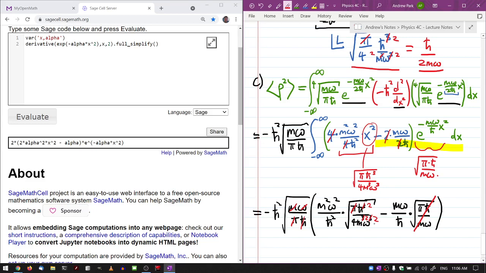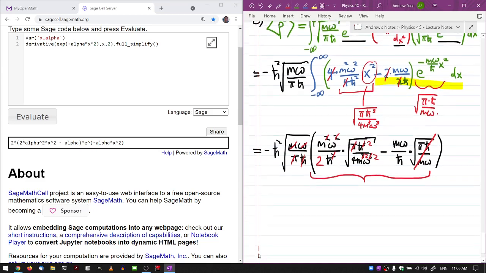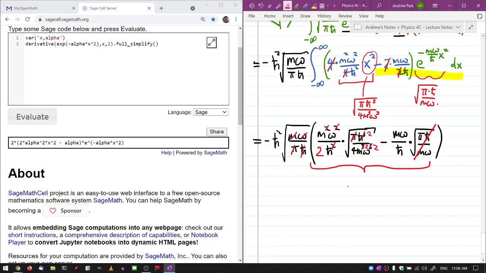So one factor of h bar cancels this, one factor of m cancels this, one factor of omega cancels that, and I have two remaining still. Okay, so I have m omega over 2 h bar minus m omega over h bar. Oh, so this whole thing actually simplifies into this. The algebraic clusters are the same, so this whole thing ends up being minus 1/2 m omega over h bar.